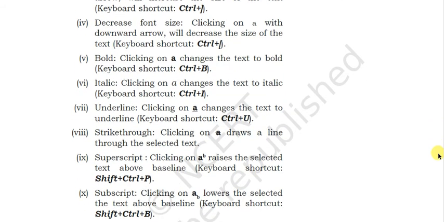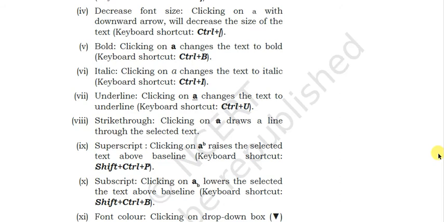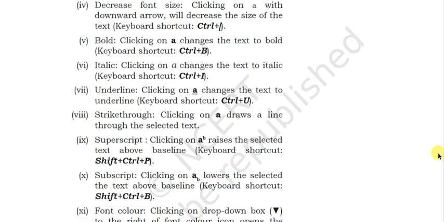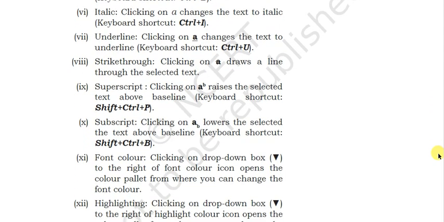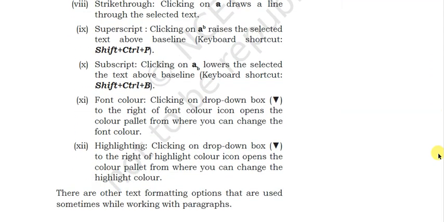Now for superscript you have Shift Control P. If you want to add a to the power b, then you will have to use Shift Control P. For subscript you have to use Shift Control B. The font color you can change. You have already gained the knowledge about it. You can have a highlighter.